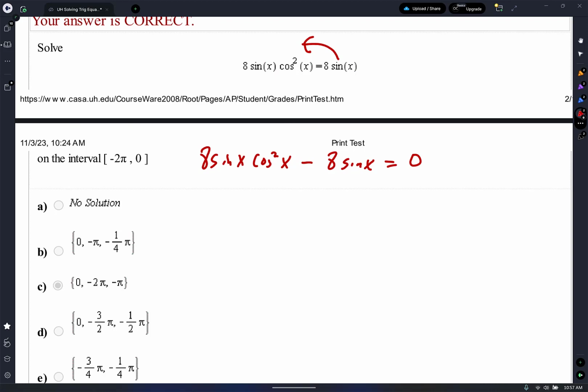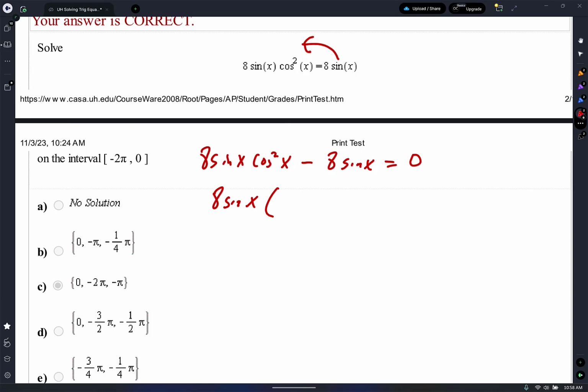All right. So how do you do this one? Some of you guys have been canceling the 8 sine x. Don't do that because you're going to miss out on some answers. So I moved it to the left, and then there's nothing on the right-hand side, so that means it equals 0. So what do you do next? Factor out an 8 sine x. So this is just like algebra. If your algebra skills are lacking, you might have a hard time here.